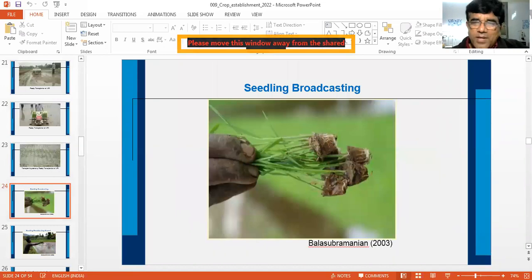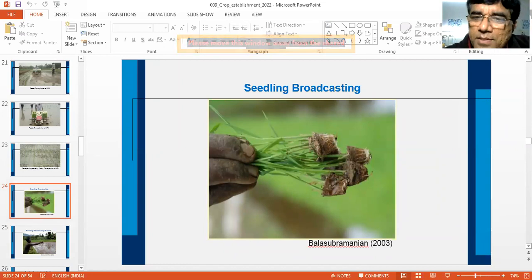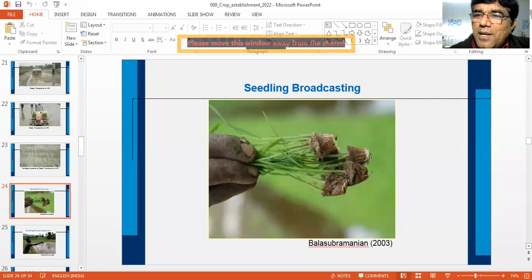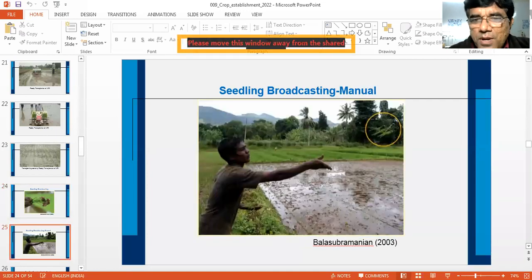Now, we were discussing seedling broadcasting or parachute transplanting or planting methods. Now you can see these are the seedling balls, seedlings with root balls. So you can see they can be thrown by manual method. So this is the way. This is a picture from Thailand. You can see your field is ready. It is a muddy field.